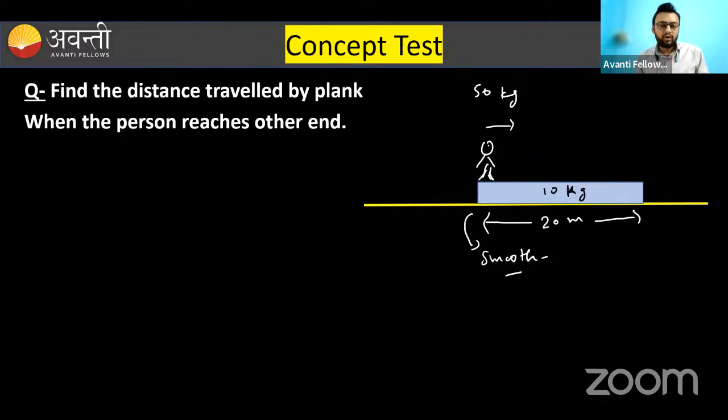So what you need to do is find the distance traveled by the plank when the person reaches the other end. One thing that I am going to ask you: if this person is moving towards the right, what does your common sense say, in which direction will the plank move?